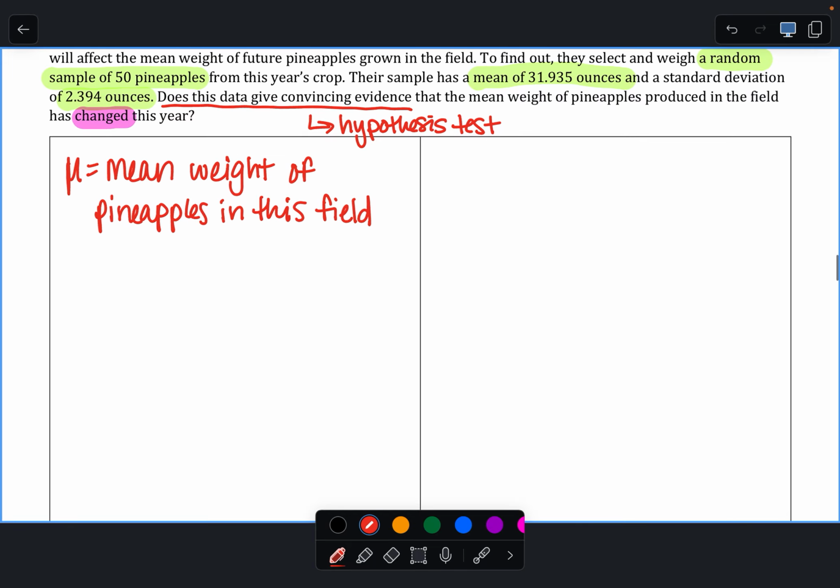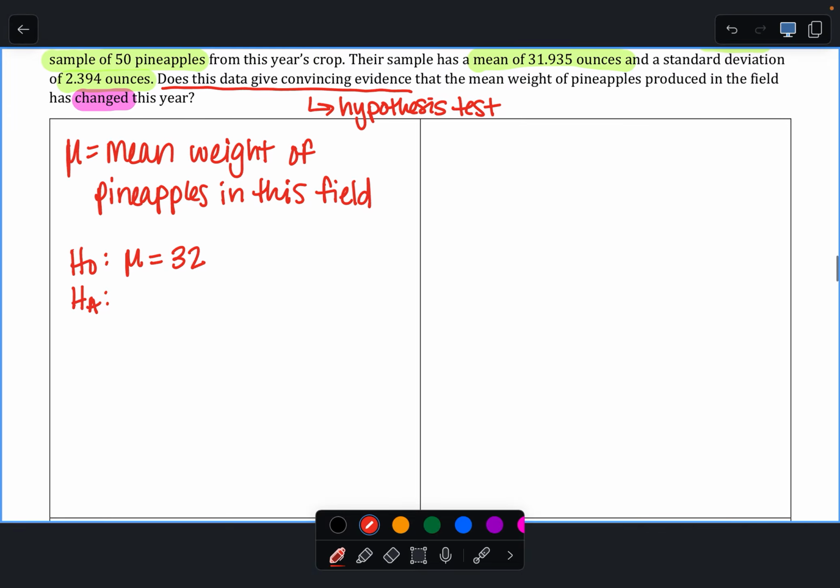With the parameter defined, I am now going to write my null and my alternative. Remember, you have to break the habit of writing P equals because we are dealing with means. So this is mu is equal to their claim of 32 ounces, their last year value. And they're just interested in, has it changed at all? So mu is not equal to 32.